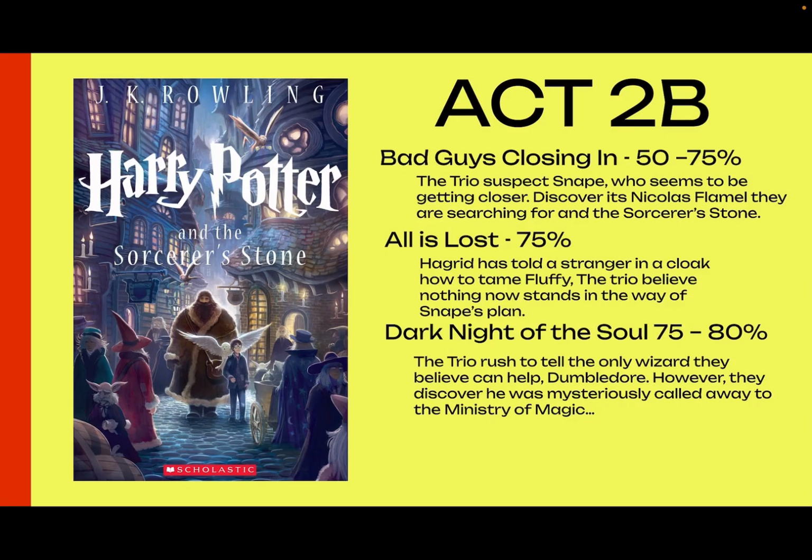This is Peter Parker losing Uncle Ben. This is Miles Morales losing Uncle Aaron. This is the becoming, the lesson, feeling the sting of defeat. For Katniss, this is when Rue dies. For Harry Potter, the trio rushes to tell the only wizard they believe can help, Dumbledore. However, they discover he was mysteriously called away to the Ministry of Magic.